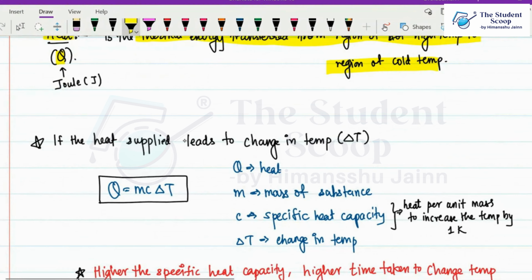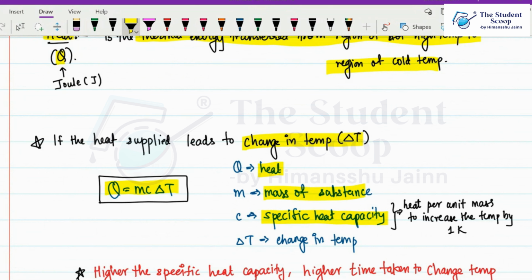So if we supply heat that leads to a change in temperature, we can calculate the amount of heat required to change the temperature by this formula. Q is equal to mc delta T, where Q is the heat supplied, m is the mass of the substance, and how much heat depends on how much mass is present, then the specific heat of the material.